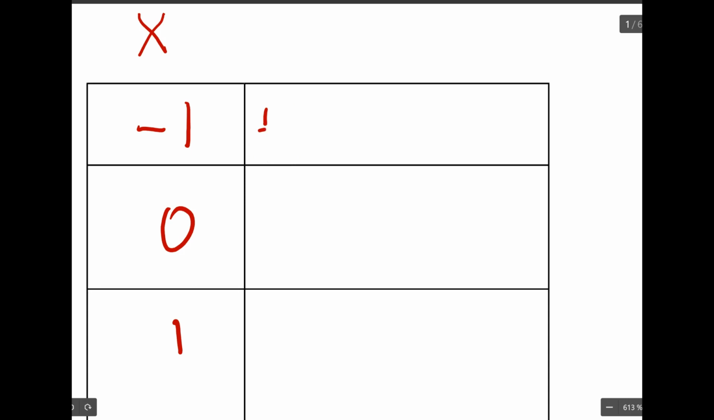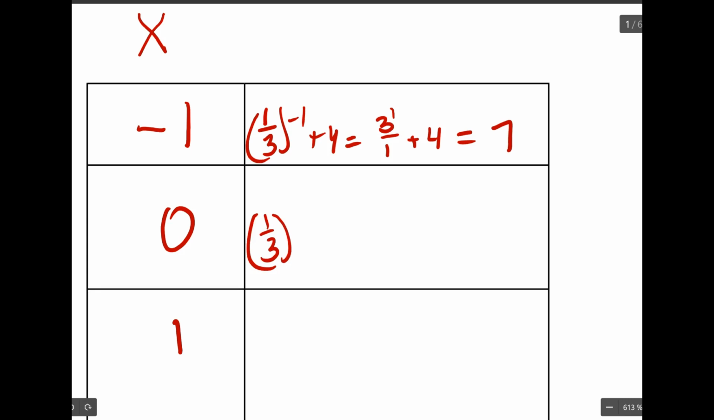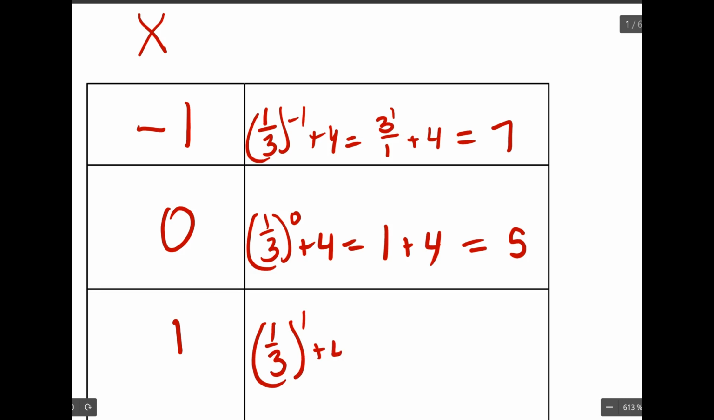So I have 1/3 to the negative 1 plus 4. That's 3 to the first over 1, plus 4, so it's 7. Good. And then 1/3 to the 0 plus 4 is 1 plus 4, because 1/3 to the 0 is 1. So that's 5. Let's put in 1. 1/3 to the first plus 4 is literally just going to be 4 and 1/3.